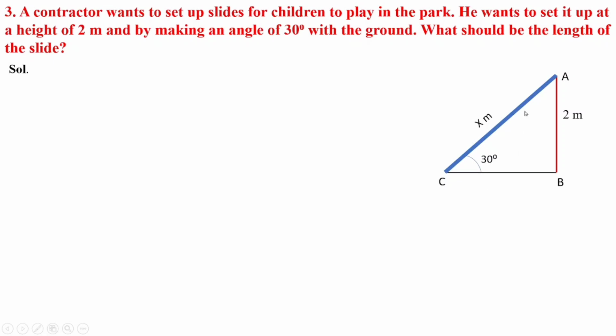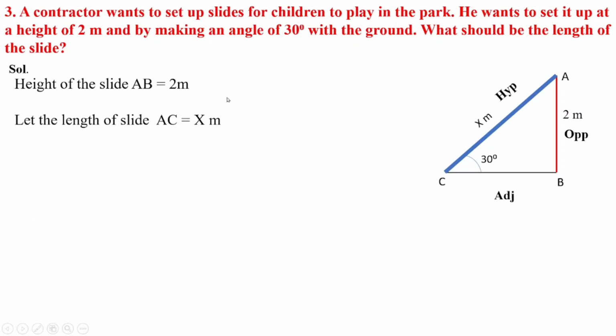Now again, this ABC is a right angle triangle. AB is the side opposite to the angle, known as the opposite side, AC is known as the hypotenuse, and BC is known as the adjacent side. Now let's move to the question. The height of the slide AB is given as 2 meters, and the length of the slide, which we don't know and have to find, we assume to be x meters. The angle made by the slide and the ground is 30 degrees.